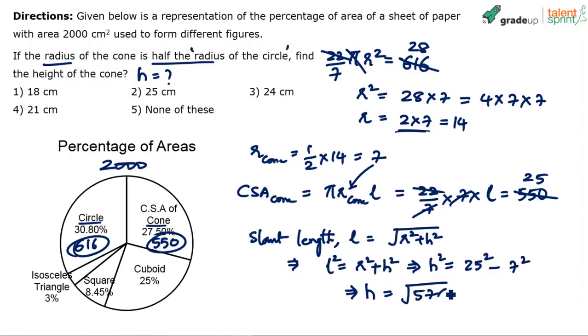See, all these steps have to be cut down, right? I'm just writing more number of steps so that you can follow easily. But when you do it yourself, you have to cut down the number of steps that you put on paper. Answer is going to be option 3, 24 centimeters. 24 is the final answer.